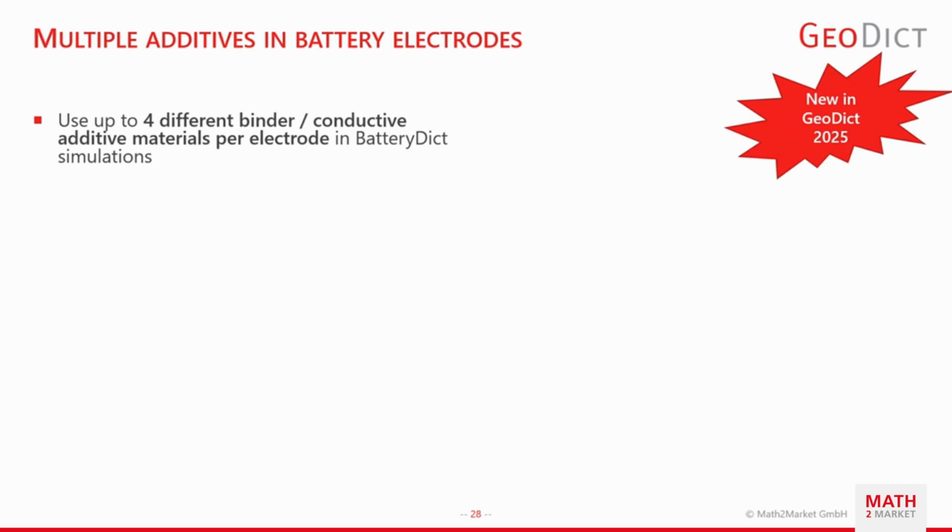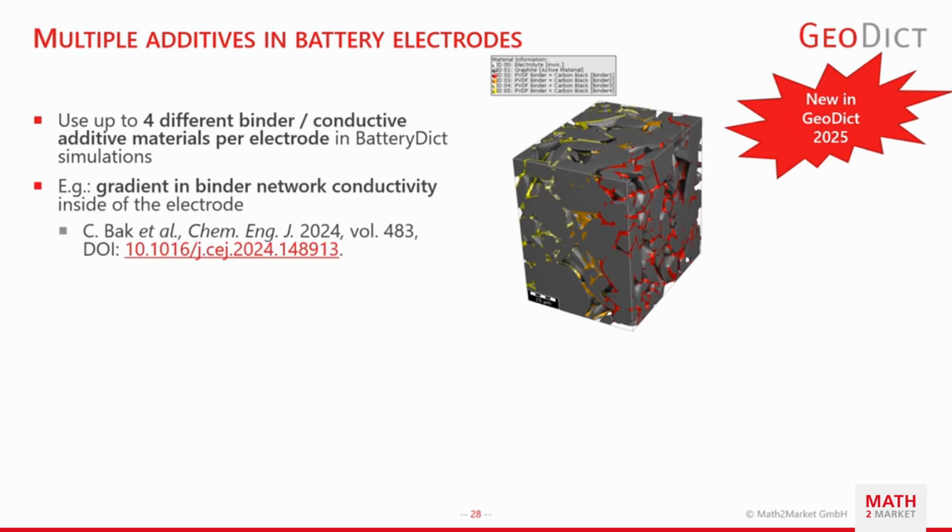Then we have some new features in the electrochemical simulation. One of them is that you can now use up to 4 different materials for the carbon binder network or also for conductive additives in a single electrode. So far, it was only possible to use one material for the CBD phase, for example. What can you do now with the new possibility? It's known from the literature that the conductivity in the CBD phase is not the same all over the battery electrode, but due to the fabrication process, you have a gradient in the electronic conductivity. You can now use 4 different material IDs to represent the areas with higher and lower electron conduction in the CBD phase, and then perform the electrochemical simulation.